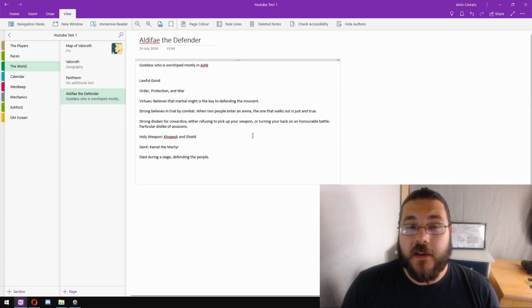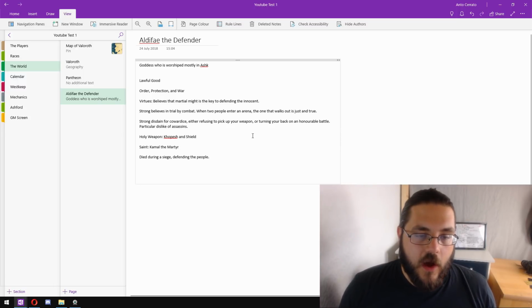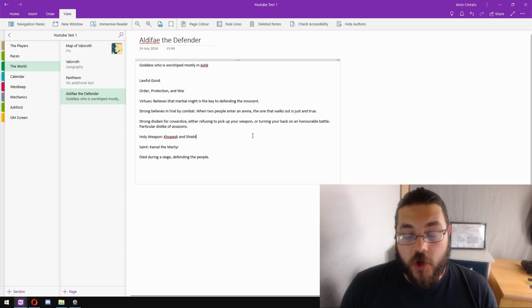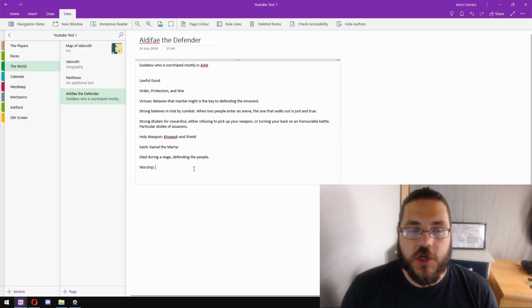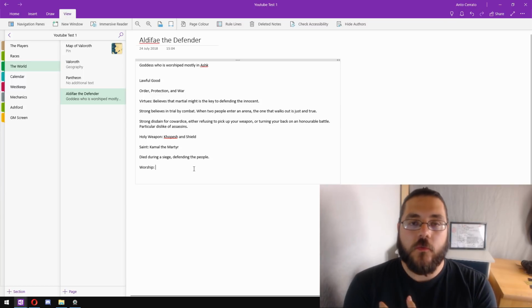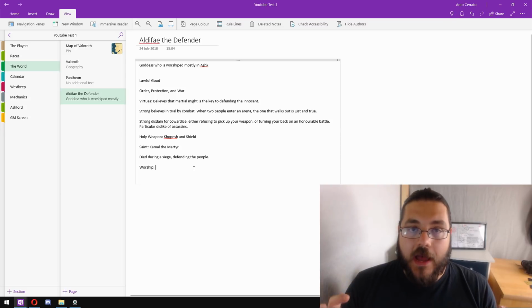So we know the name of our deity, we know where they are worshipped in great number, we know their alignment, their domains, their virtues, we know their holy weapon, we know the names of one of their saints. Next, I want to think about the way in which they're worshipped. I think it would be interesting if, instead of having traditional churches for Aldeafe, the places of worship for this goddess were more like gyms or fighting pits, more militaristic locations where people come and their prayer might be dueling and combat and the strengthening of their arms.